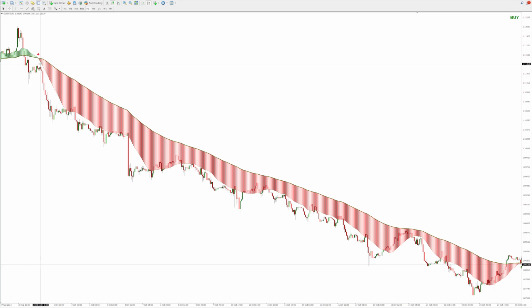In this video I'm going to show you how you can use this indicator to capture moves such as this one for around 400 pips and counting. So this is the Euro Dollar 1 hour chart in the MT4 trading platform.